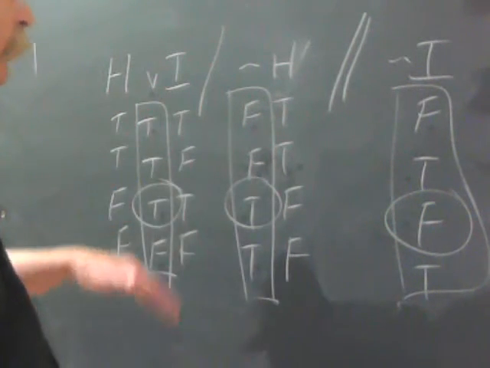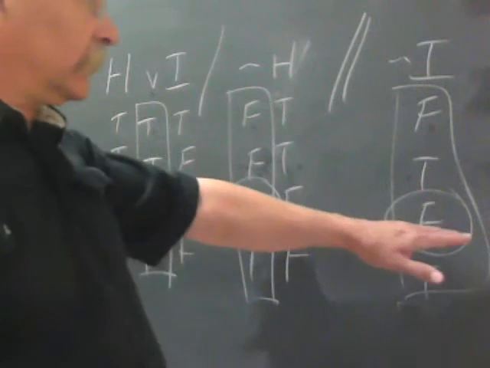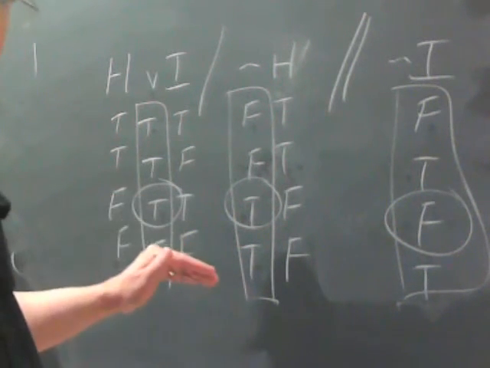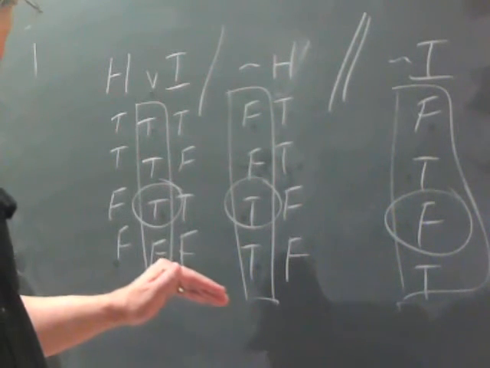Once you've filled in everything, you read line by line looking for a false conclusion where all the premises are true. If you don't find that, then it's valid. And that's all there is to it.